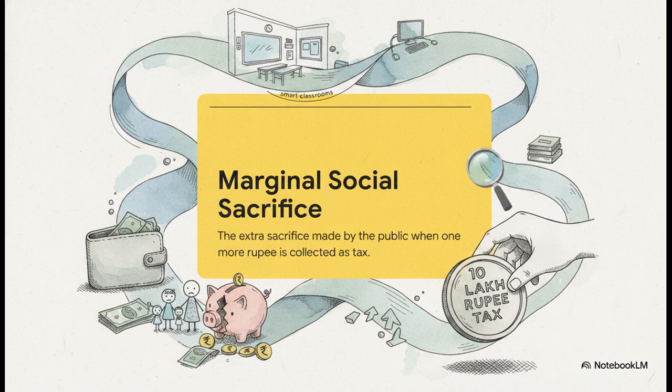But, as we all know, that money doesn't just magically appear out of thin air. And that brings us to the second term, marginal social sacrifice, or MSS. To fund those exact same smart classrooms, a 10 lakh rupee tax has to be collected from the public. This means everyday families have less disposable income, less pocket money, fewer savings. That loss, that is the sacrifice. MSS measures the extra pain caused to the public for every additional rupee collected.